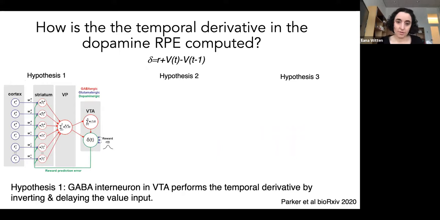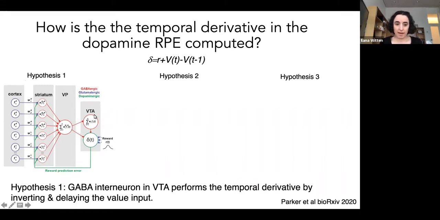I'll show you a few different hypotheses, and I think it will be clear that having a multi-region connectome could really distinguish between them. And so one is that the GABA interneurons in the VTA are what are doing this, are really central to this calculation. So you have these value inputs in the striatum that converge in the pallidum to make a total value function. And then you need to take the temporal derivative of that.